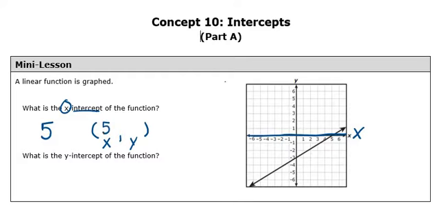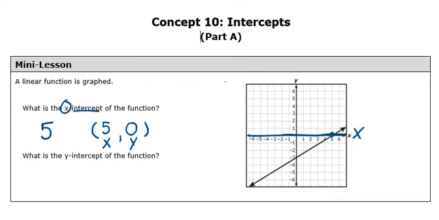Now here's the tricky part. What about y? For this point right here, what is the y value? So I look at the y-axis. The height of this point, the y value for that point, is actually 0. Alright, so we're done with x-intercepts.